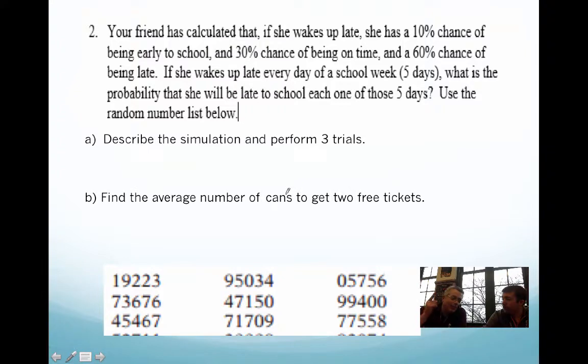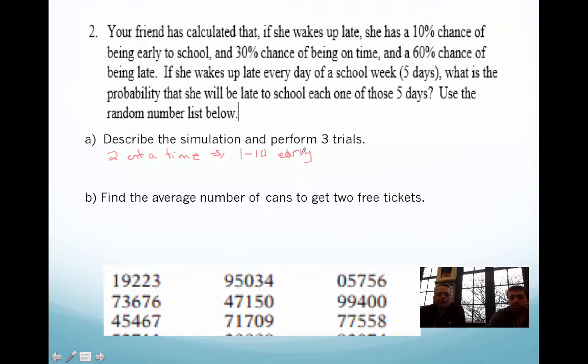Okay, this time I know we have enough digits. Let's take 2 at a time. It's a percent problem. And again, we could get away with 1 because they're multiples of 10. But the way I like to handle percent problems, let's take 2 digits at a time. And then here, let 1 through 10 be that she's early to school.